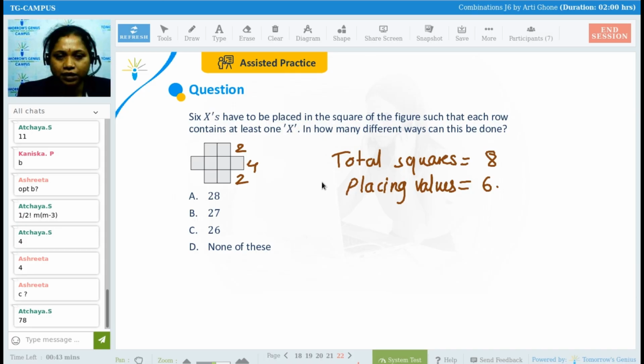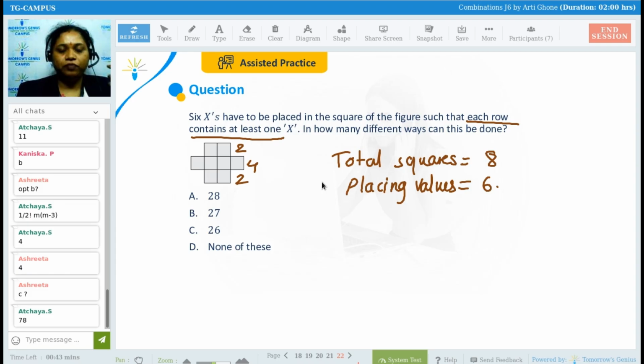If there is no condition given in the question, obviously, getting clear? If this question ended at this line only, 6 x's have to be placed in the squares of the figure such that each row contains at least one x, then the answer would be 8C6. Okay, now in how many different ways can this be done? Now this is an important thing. Each row contains at least one x. Think on this answer and tell me.